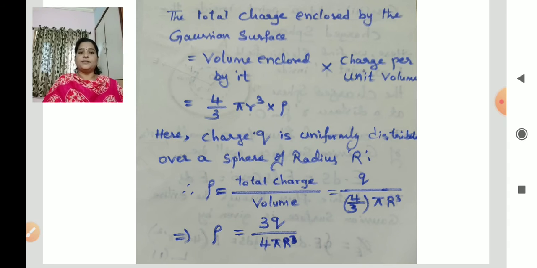So that's what I have written. As we know that rho is equal to Q by V, I have written Q is equal to V into rho, volume into rho.